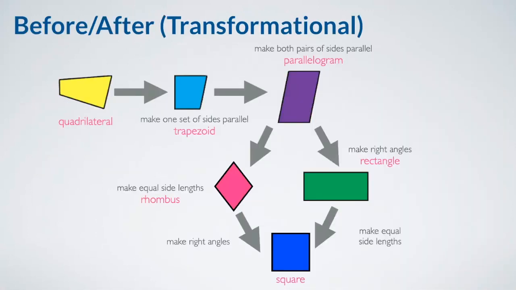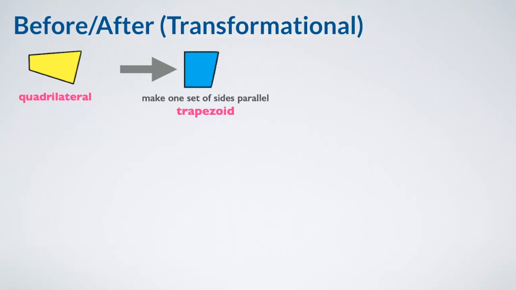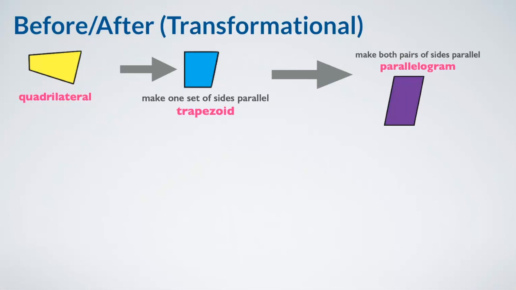You may also want to present this concept in a transformational way. Start with a nonspecific quadrilateral. If I manipulate or transform that nonspecific quadrilateral so only one set of sides is parallel, it becomes a trapezoid. I could transform it again so both sets of sides are parallel, and it becomes a parallelogram. By doing this, opposite side lengths automatically become equal in length, which is another characteristic of a parallelogram.